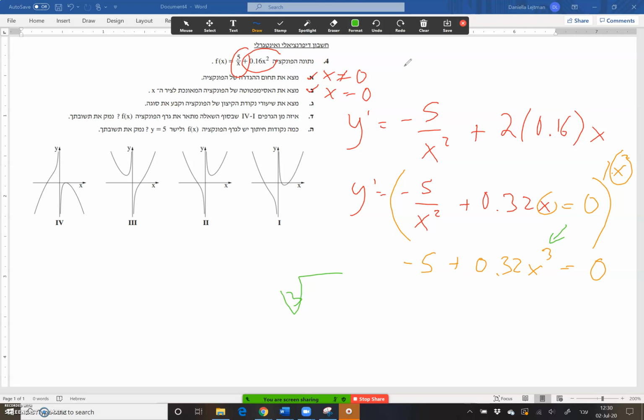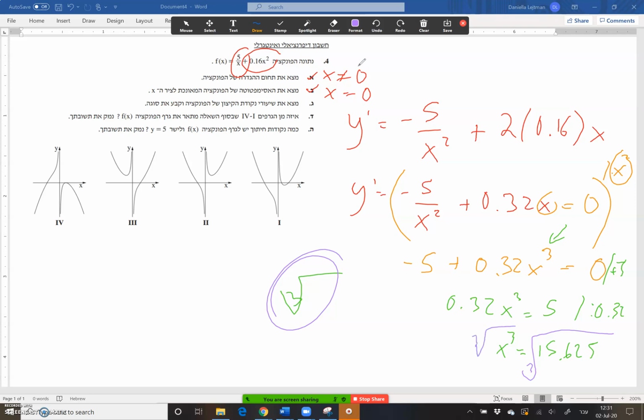So we're going to have to get x bashlishi by itself. So what are we going to do? We're going to add 5 to both sides. So we have 0.32 x bashlishi equals 5. Then we're going to lechalek by 0.32 on both sides. So we have 5 divided by 0.32, which will get us x bashlishi equals 15.625. And then we're going to use that button on our calculators, the shlosh root, the cube root of 15.625, and the cube root of that is going to be 2.5. So the x is equal to 2.5 of our nekudat kitzon.